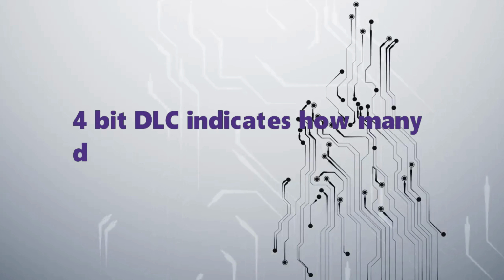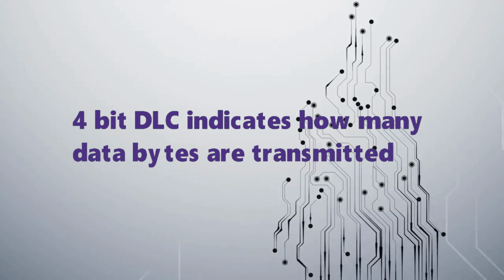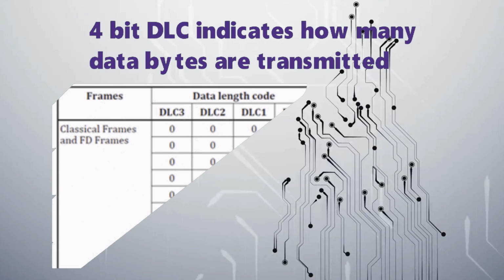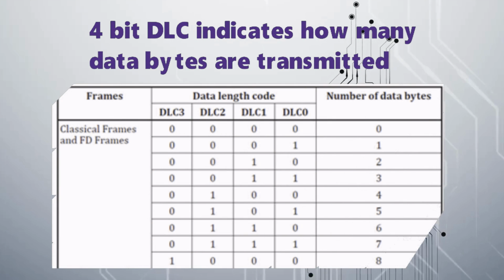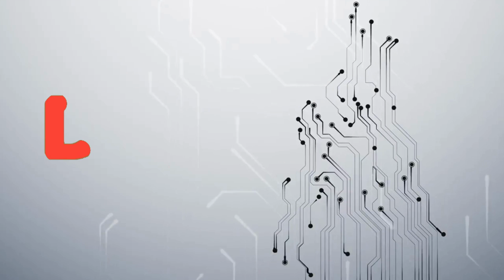The four-bit DLC indicates how many data bytes are transferred. You can refer to this image to understand how the number of data bytes varies from 0 to 8.